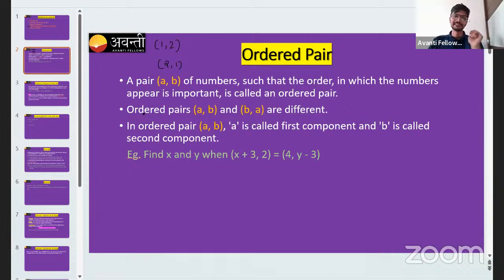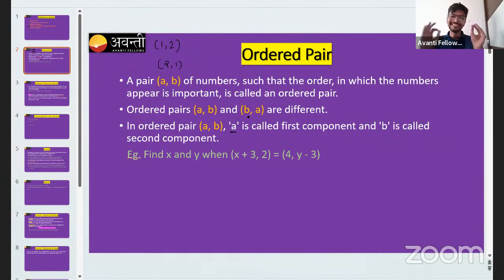So next, that brings us to the second statement, which goes: ordered pairs A comma B and B comma A are different. That is what I just explained. As we all know, in the coordinate system, the XY plane, 1 comma 2 and 2 comma 1 are different. And in an ordered pair, let us go to some technical terms. The first number, which is A, is called the first component and B is called the second component. These technical terms are important because sometimes in questions they use these terms. So we must know what is the first component and what is the second component.